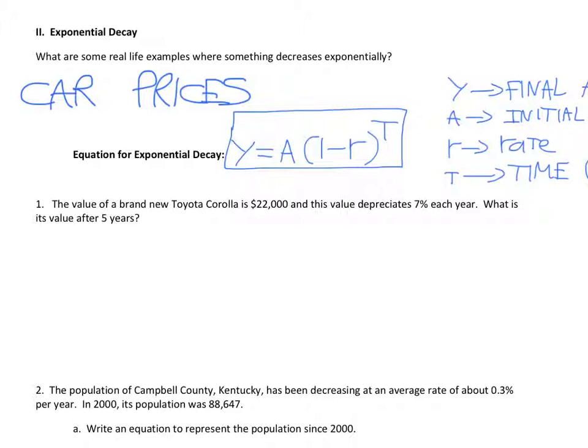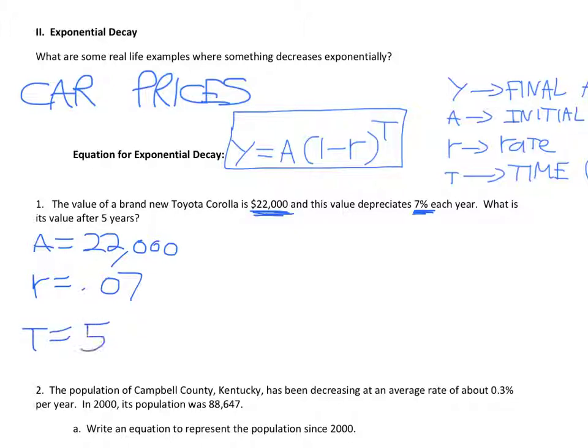So let's see here. The brand new Toyota Corolla is $22,000. Since that's brand new, that's the initial price. So that's A. I'm going to put A equals $22,000. Okay, I have the percentage. It goes down 7%, so that's r. 7% as a decimal is 0.07. And then it says, what is its value after 5 years? So obviously t is 5.